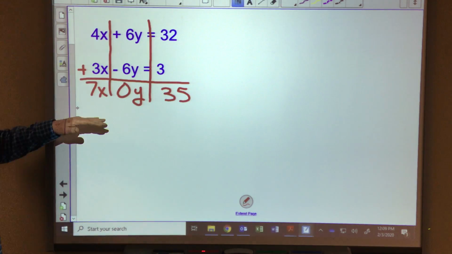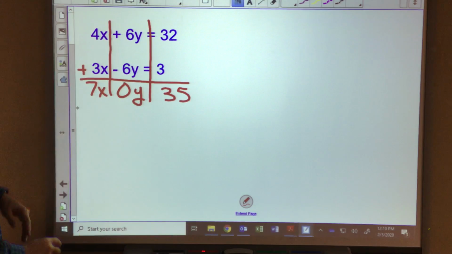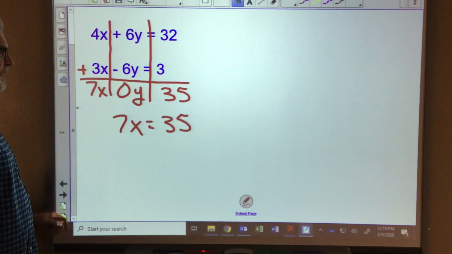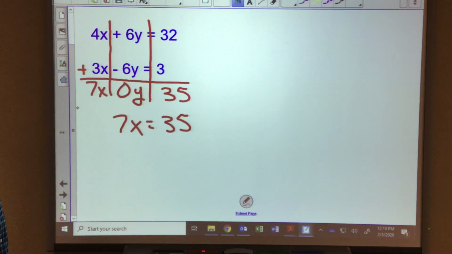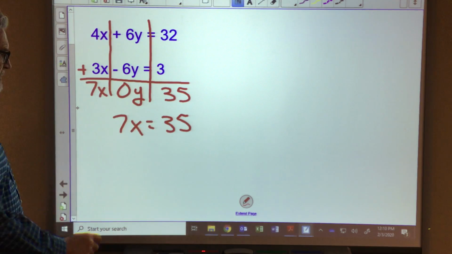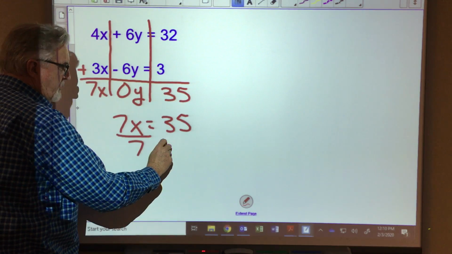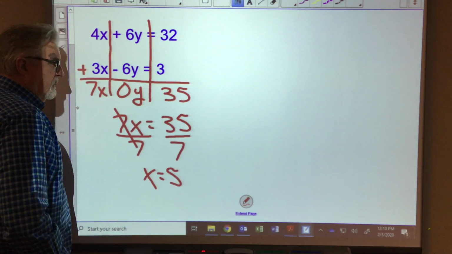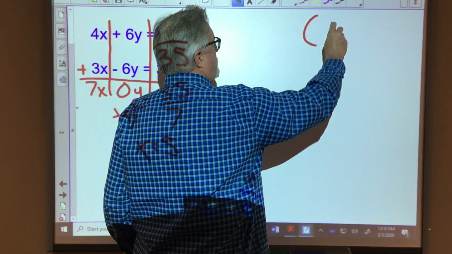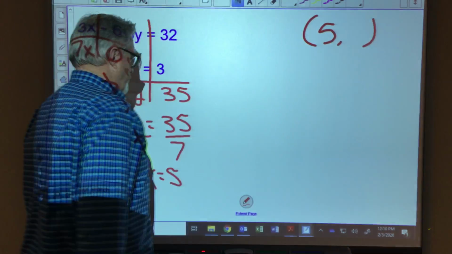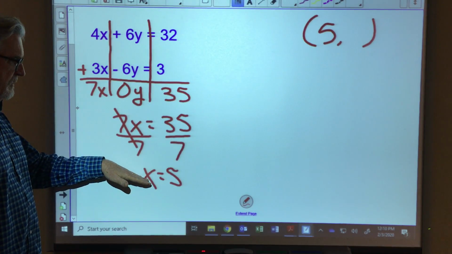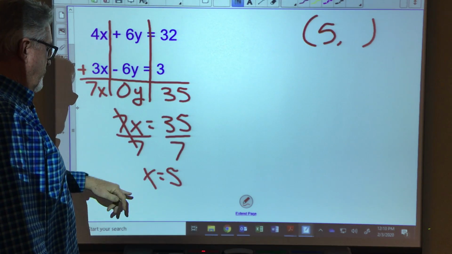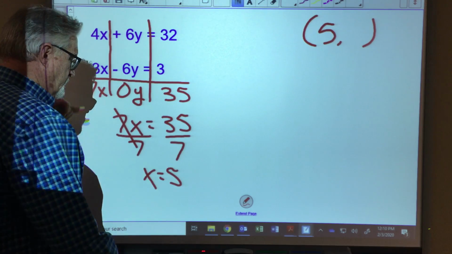So the resulting equation is basically 7x is equal to 35 because we eliminated the y, because 0 times y is 0. So now it's just a matter of solving for x. We divide both sides by 7. We're going to end up with x is equal to 5. So I know that the first part of my solution is 5. Then all I have to do is take this and substitute it back into either one of these equations and solve for y. Well, let's go ahead and just plug it into the top one.